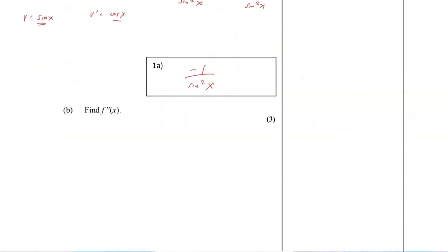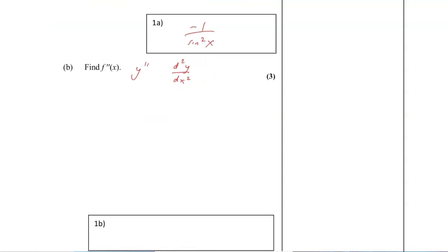Now it asks me to find the second derivative. Notice there's like 2 dashes there. Another way they might write second derivative would be y dash dash. Another way they might write it is d squared y dx squared.